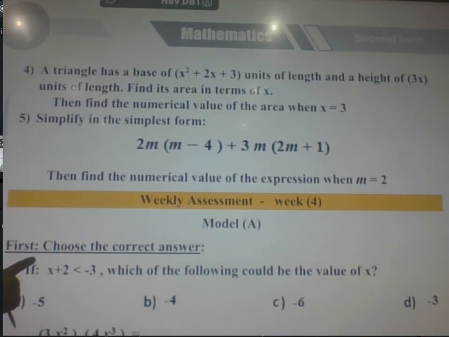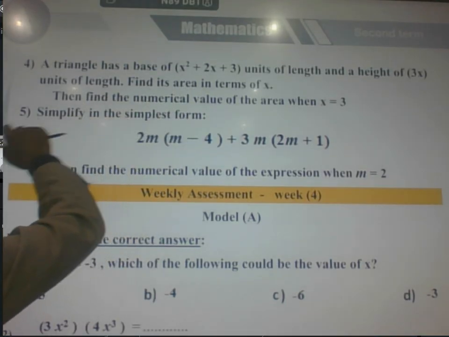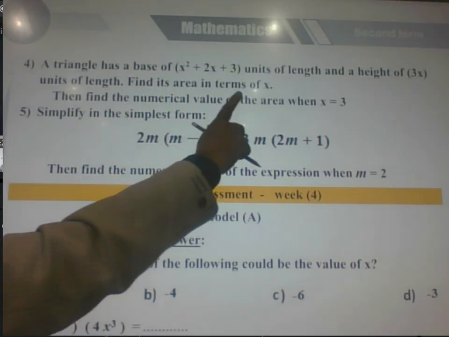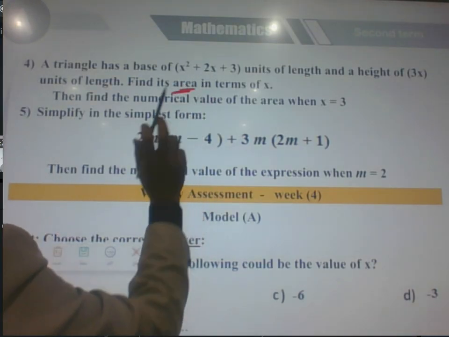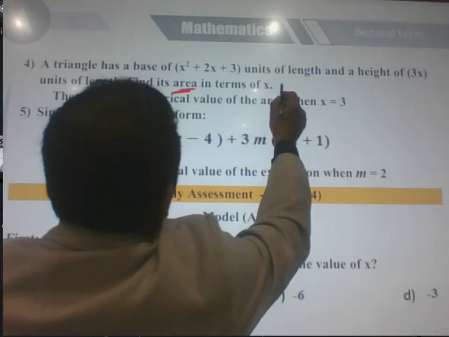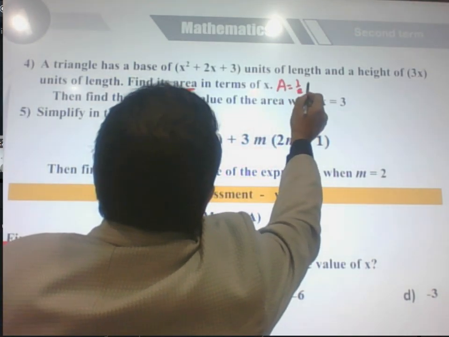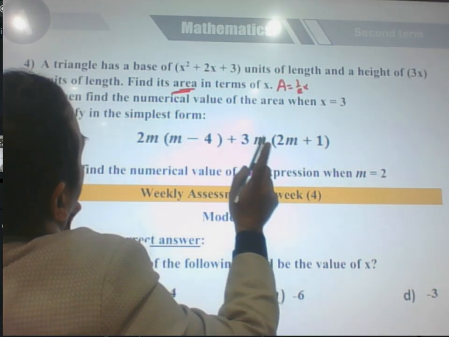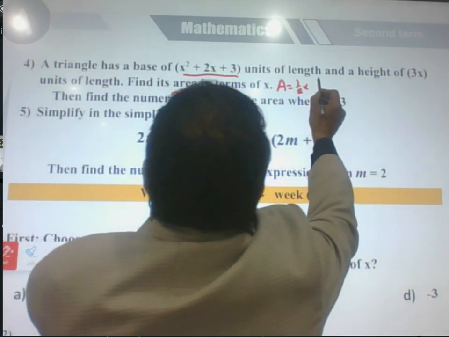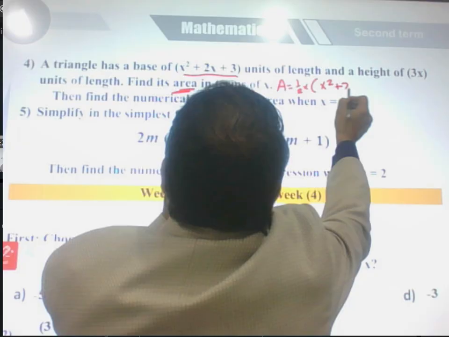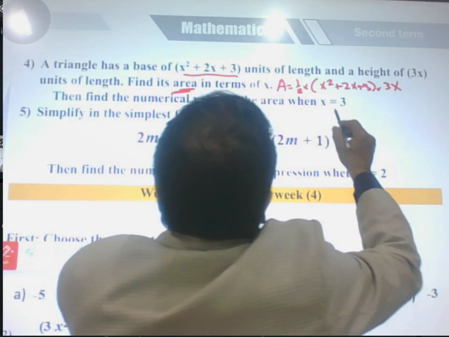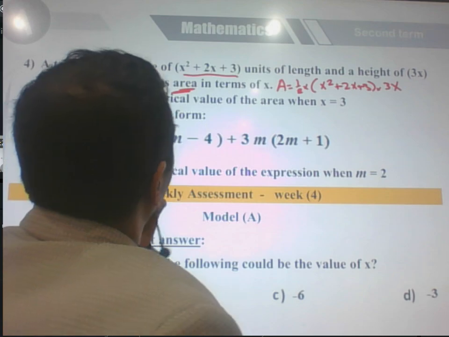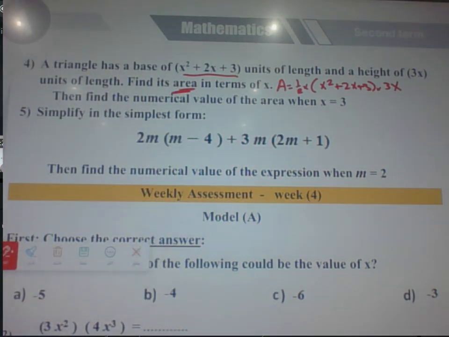A triangle has a base of x power 2 plus 2x plus 3 units length and height 3x. Find its area. We know the area of a triangle is half times the base times the height. This area equals half multiplied by the base times the height. The base here was x power 2 plus 2x plus 3 multiplied by height 3x. You can multiply and then divide by half, divided by 2, okay? How can we find it here?